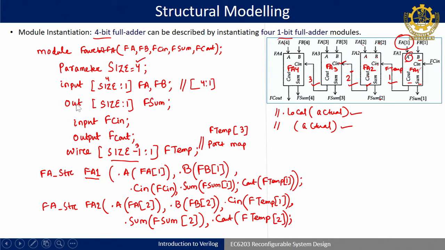Then here I missed, output has to be written. So it is output. FSum is also my 4-bit output. Now input FCin, output FCout, because these two are actually single bit. FCout is single bit, FCin is single bit. Now next you have to decide whether you are having wire, so intermediate connections are there. As there are 3, it is size minus 1. So I have written size minus 1 to 0, ftemp. Any name you can take, identifier, whatever you feel.